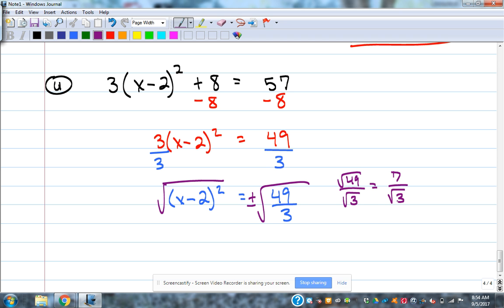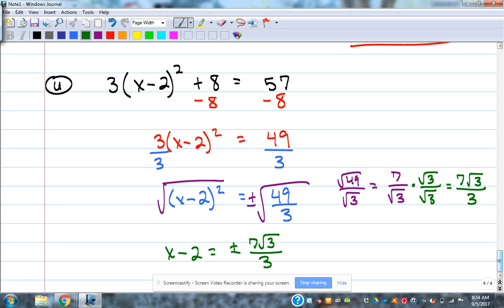But what's the problem with that? Square root in the denominator. We got to get rid of it. How do we get rid of it? Yeah, there you go. Square root of 3 over square root of 3. So that's 7 square root of 3 over square root of 9, which is 3. So we have x minus 2 equals plus or minus 7 radical 3 over 3.